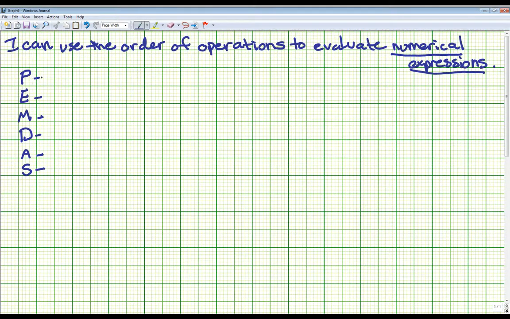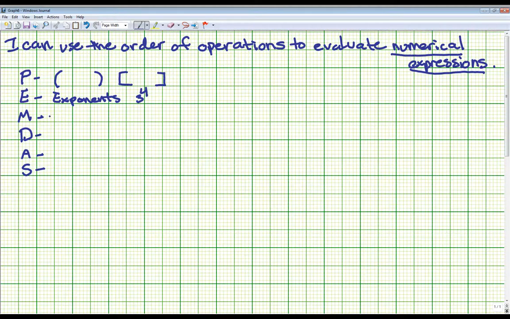So the P stands for parentheses. So I'm actually just going to draw a set of parentheses. Anytime you have an expression or an equation for that matter, we always start inside those parentheses. Another thing you might see is a set of brackets. Brackets act just like parentheses as well. So we always start within those, and then we work our way out of those. The E in PEMDAS stands for exponents. Our previous lesson talked about powers and exponents, so you should now know what those are and how to solve for them. An example would be something like 3 to the 4th power.